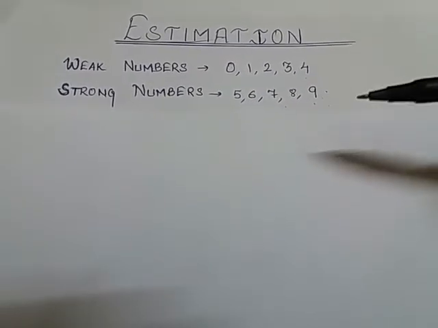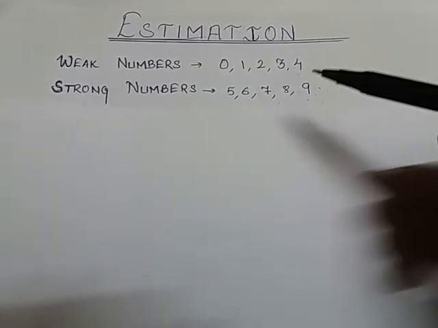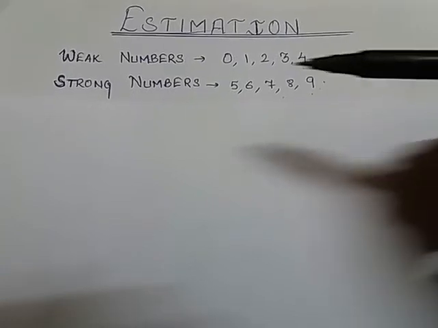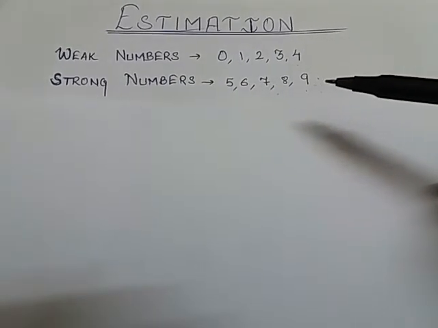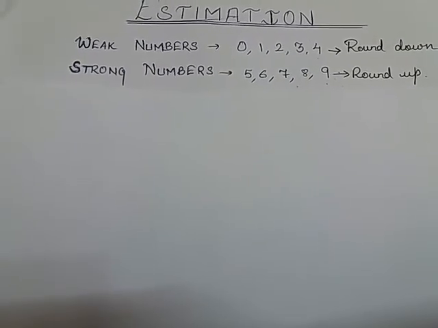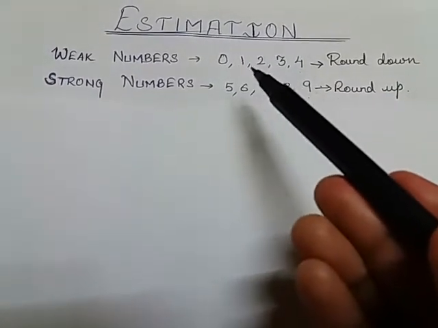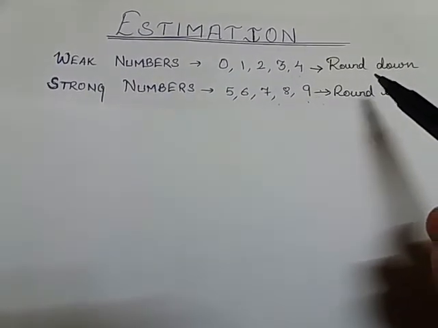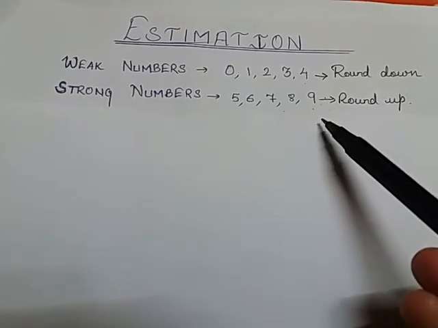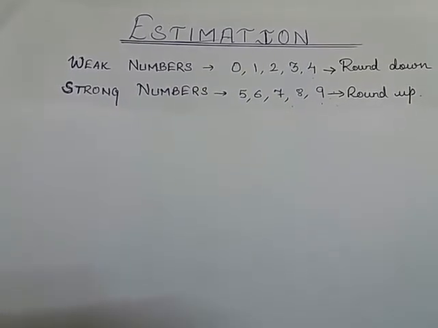Now, if a number which we want to round is followed by these weaker numbers, the number will round down, and if the number we want to round is followed by stronger numbers, the number rounds up. So if the number we are rounding is followed by the weaker numbers group, that is 0, 1, 2, 3, 4, we round the number down, and if it is followed by 5, 6, 7, 8 or 9, we round the number up. Right? Let's practice this with some questions.